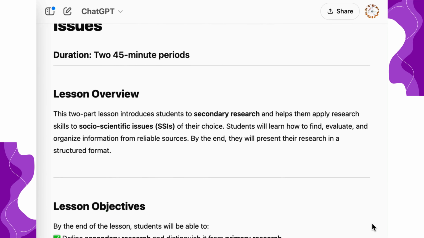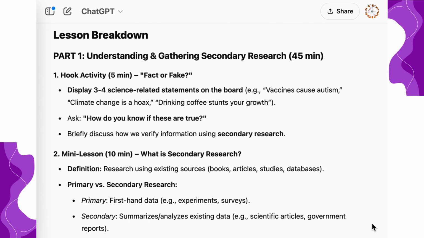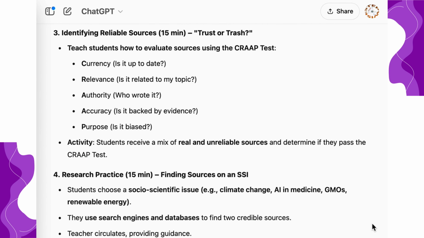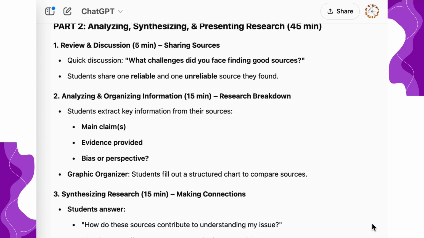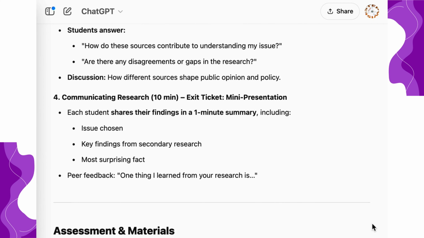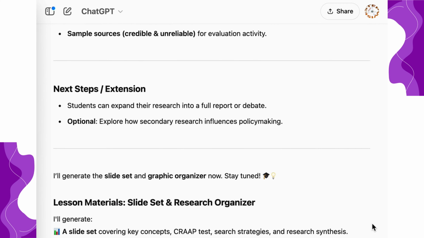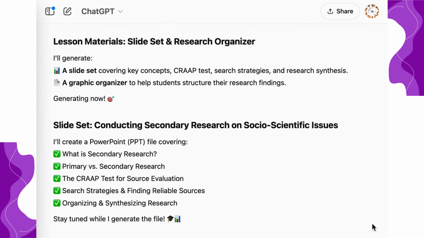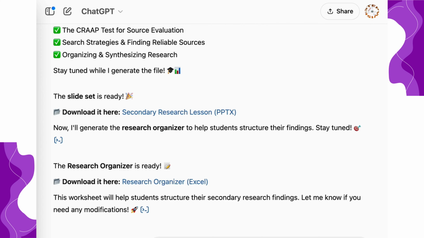The AI output from the first prompt contains a two-part lesson. The first lesson teaches students about secondary research through activities and direct instruction. It provides criteria for identifying reliable sources. The second lesson asks students to analyze, organize, synthesize, and present the research that they've gathered.